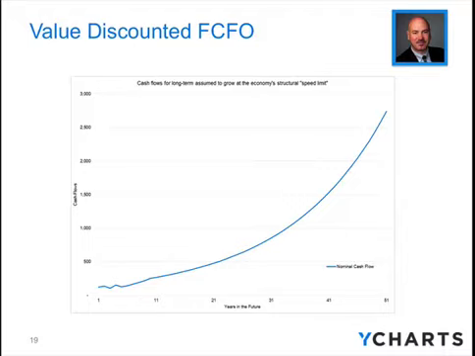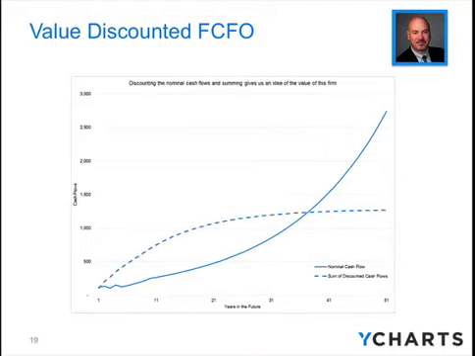As they get further out in the future, cash flows have less and less value in the present. And this process of discounting cash flows is what we do to find the fair value of a company. This dotted line represents the discounted cash flows. You'll notice that it's beginning to level out after a certain point. Well, this leveling out point is actually the fair value estimate for the firm. In this case, $1,275.